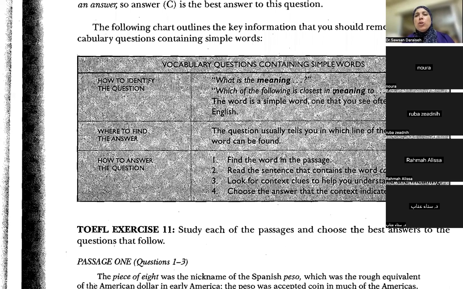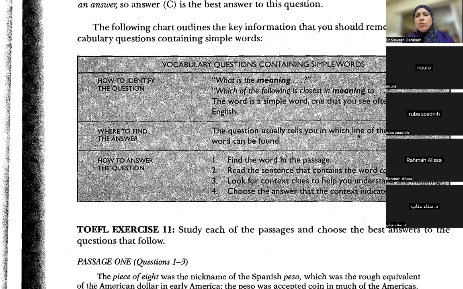Which of the following is closest in meaning to? They might ask you the question in this kind of way. Which is the closest in meaning? And you have options. The word is a simple word, one that you see often in everyday English. So be careful, guys. Don't get fooled by the word, because it's simple. You say, oh, I know quickly. No, be careful, guys. It is a simple word. However, try to understand what it means in connection to its context, okay? Where to find the answer?